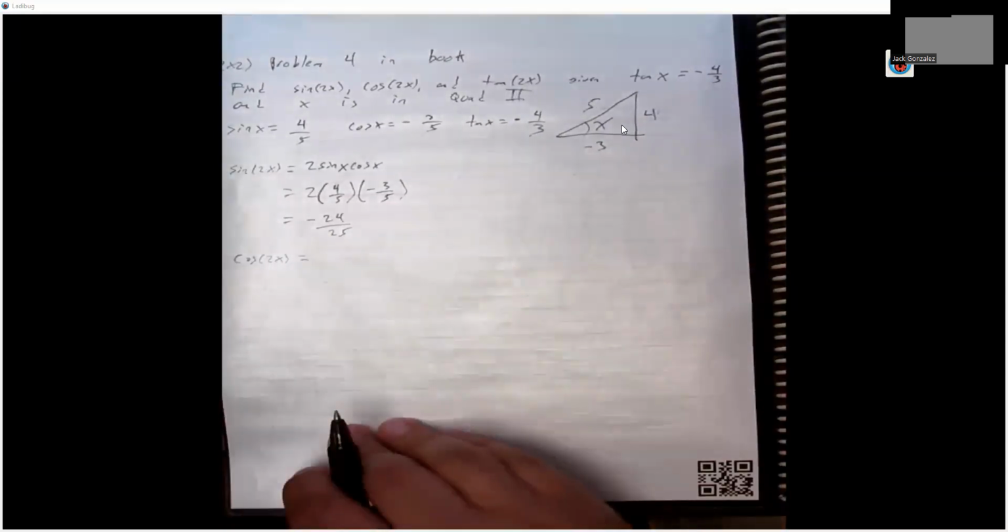That will give us what? 24 over 25, right? Okay. Now cosine 2x. The formula was cosine squared minus sine squared, right?